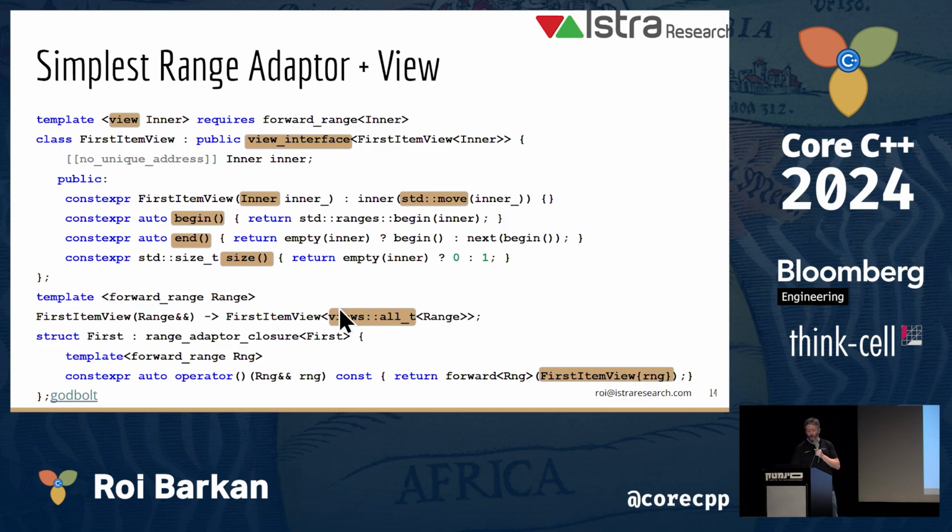If someone tries to create a filter item view with a forward range, then this deduction guide will get some help from Alt T to convert the forward range into a view, so I can instantiate the first item view indeed with a view as its inner argument, and not with a forward range, and we'll see a few slides about that later on. And then, as mentioned, the call operator of the range adapter closure basically returns an instance of that view that we said before. Questions? Yes?